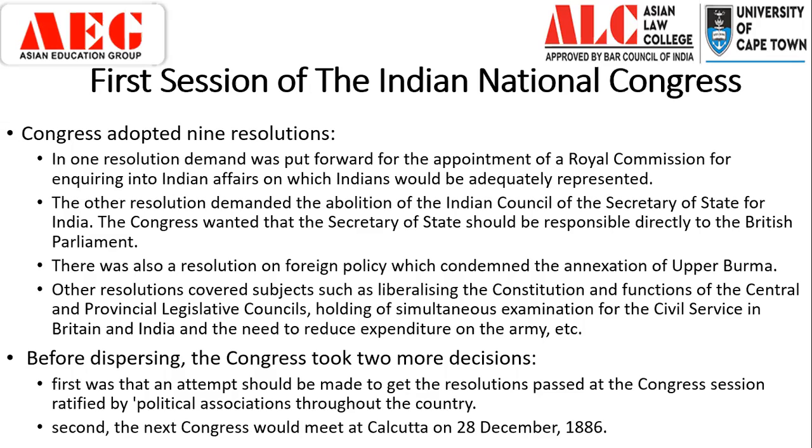The other resolution demanded abolition of the Indian Council of the Secretary of State for India. So they wanted the Indian Council of the Secretary of State to be abolished. The Congress wanted the Secretary of State to be responsible directly to the British Parliament. So the Council should be removed, and the Viceroy should directly be reporting to the Parliament.